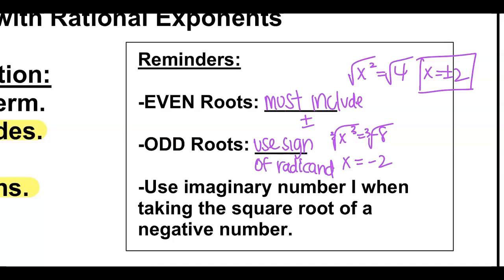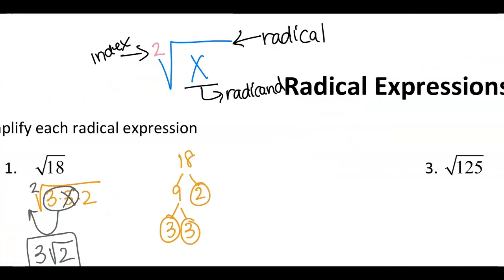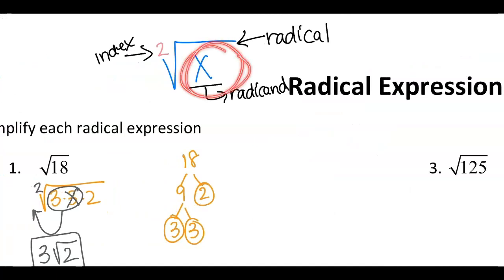And I already know somebody's freaking out. Wait, Miss Tapia, what is a radicand again? We talked about this last class. When we were talking about simplifying radical expressions, radicands are the items underneath your radical. So that's what a radicand is. It's the item underneath your radical.